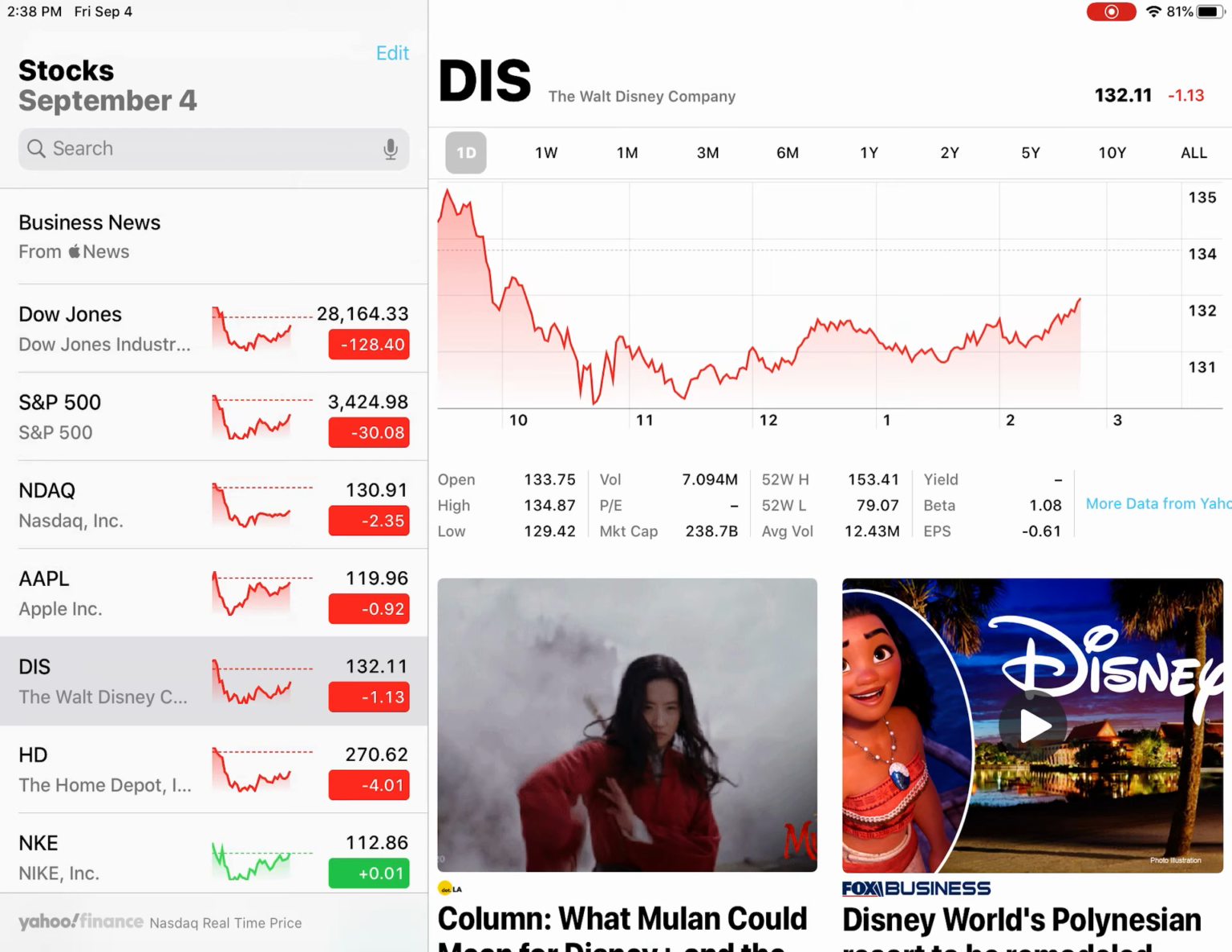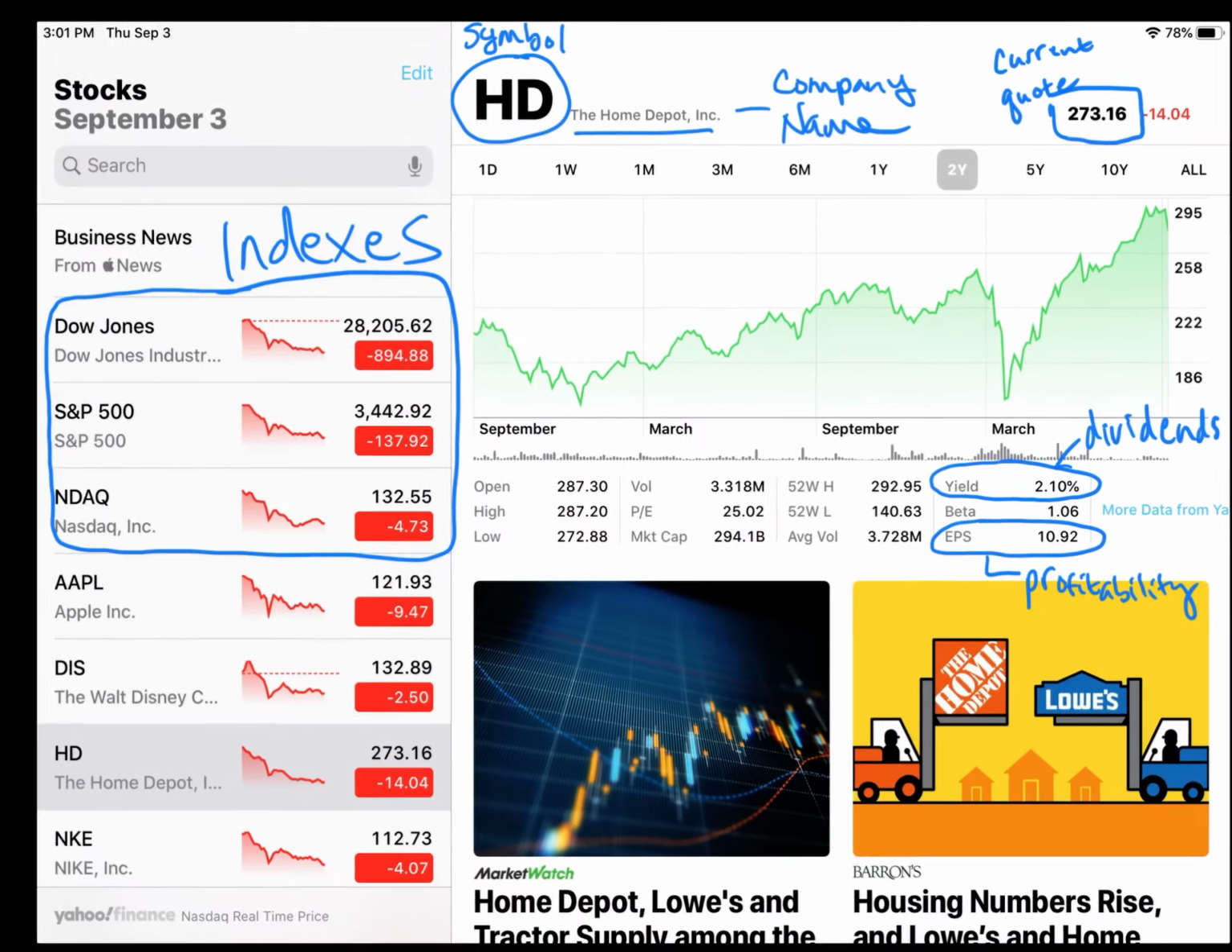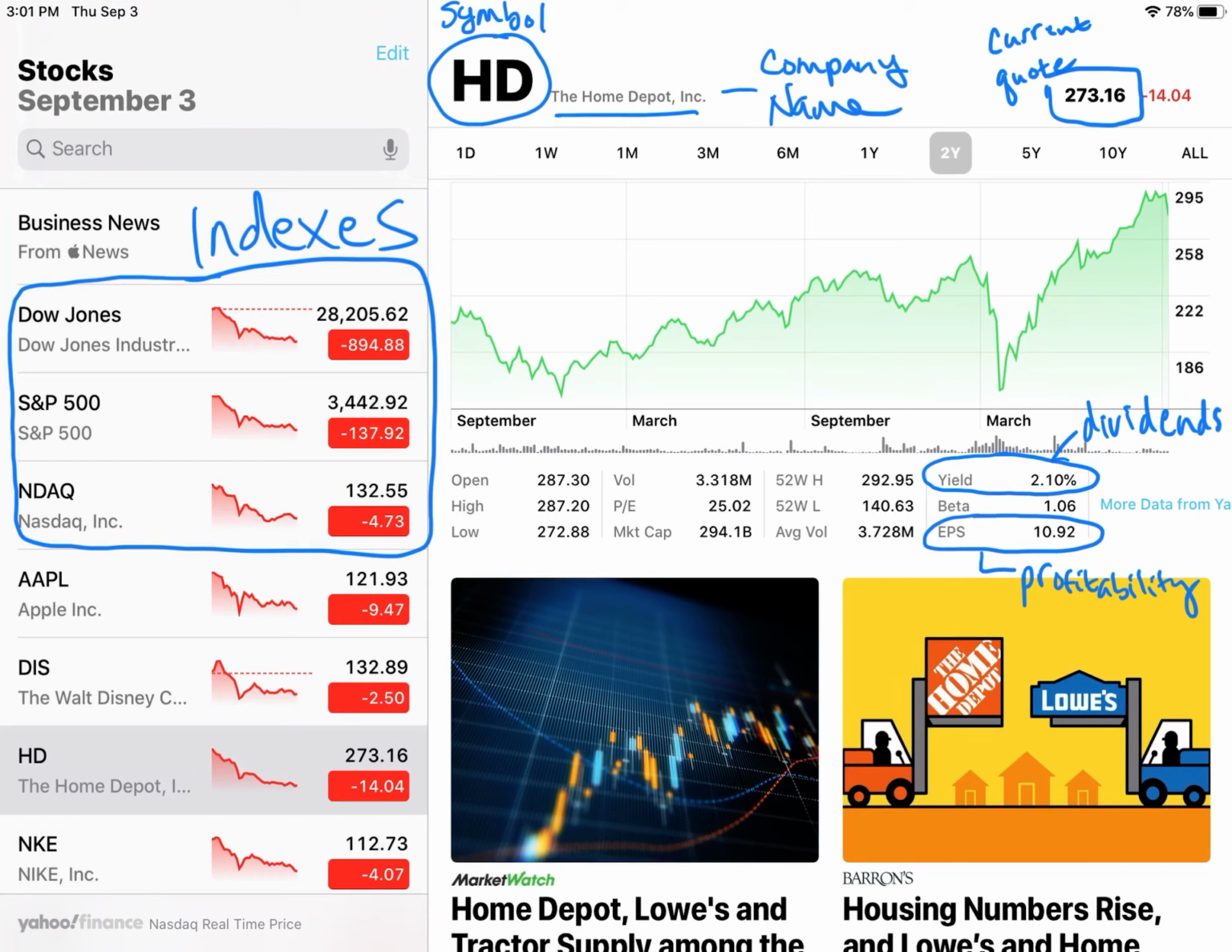I have a screenshot that I can show you of a listing that I took a picture of the other day. This is Home Depot's, and this was back on September 3rd, but I wanted to mark up some things that are worth noting. First of all, on the left-hand side of the page here, you see where I wrote indexes. There are 3 indexes that are explained in the PowerPoint that's attached to Schoology, and I just wanted to point out those are indexes, those are not companies.